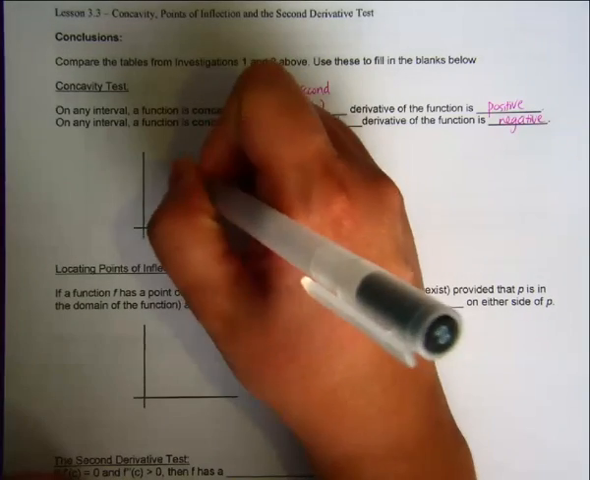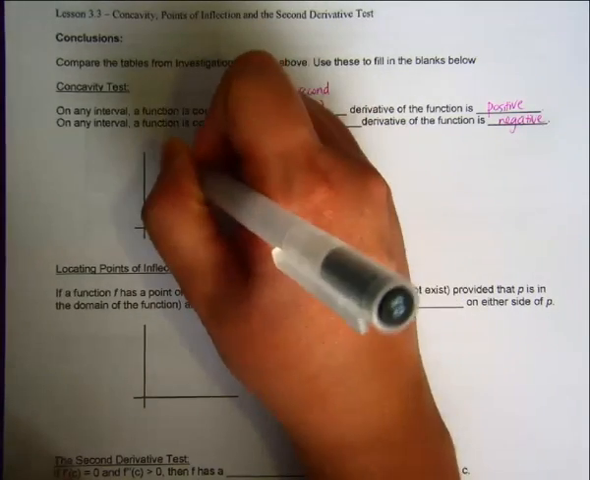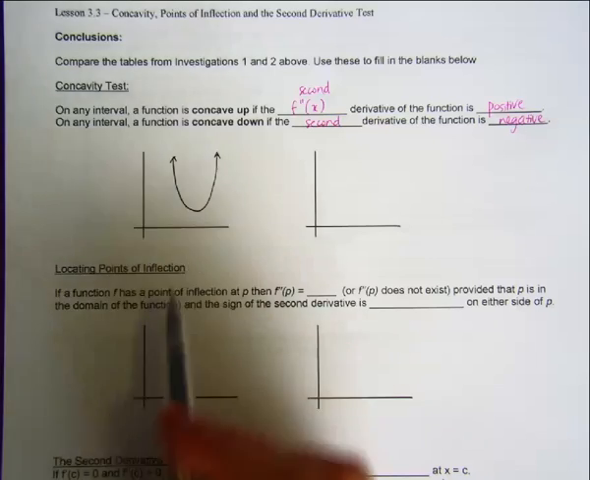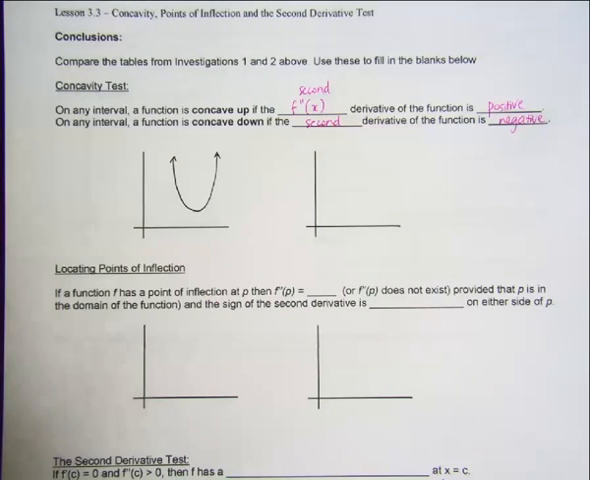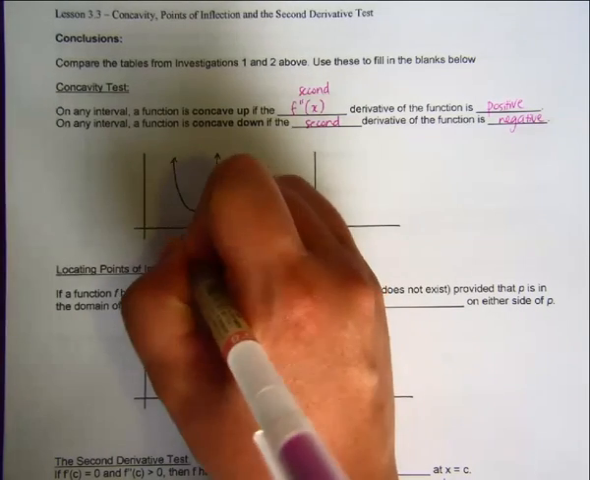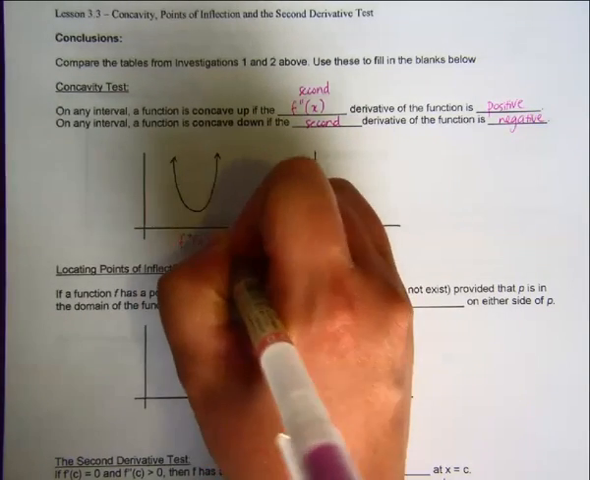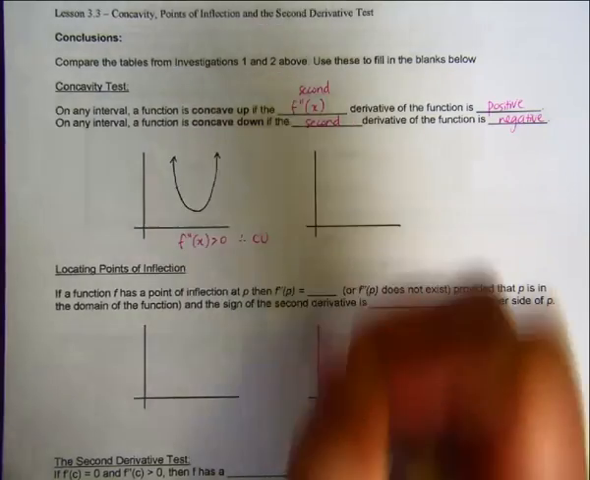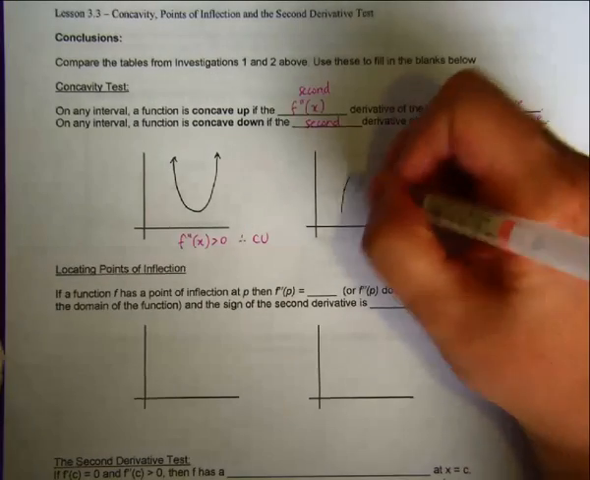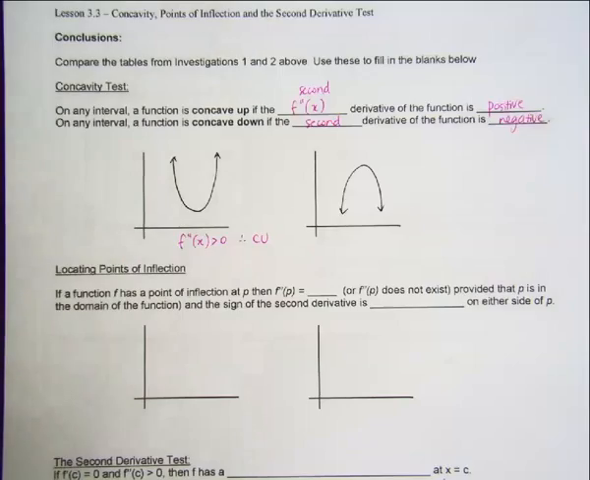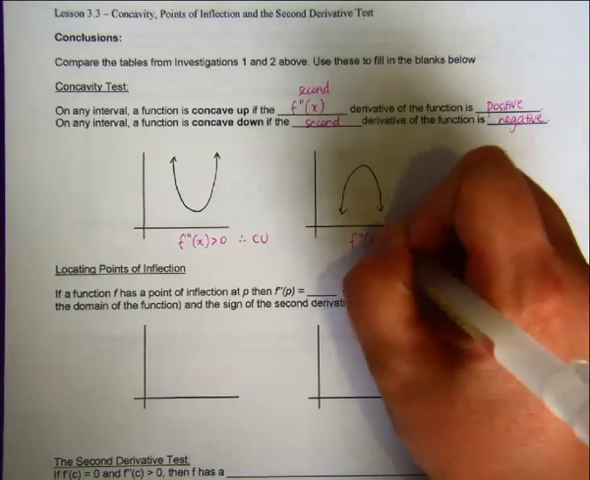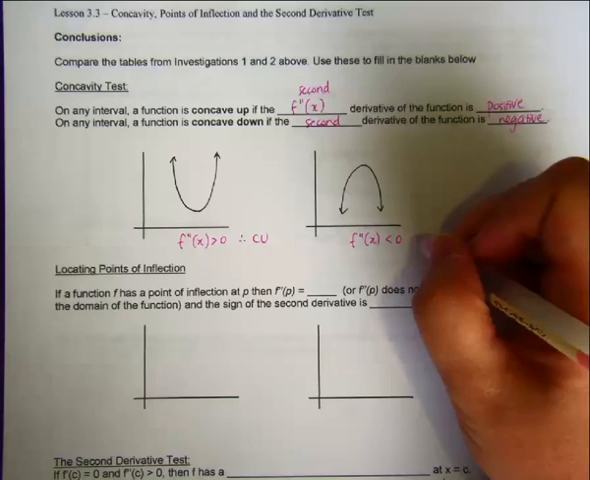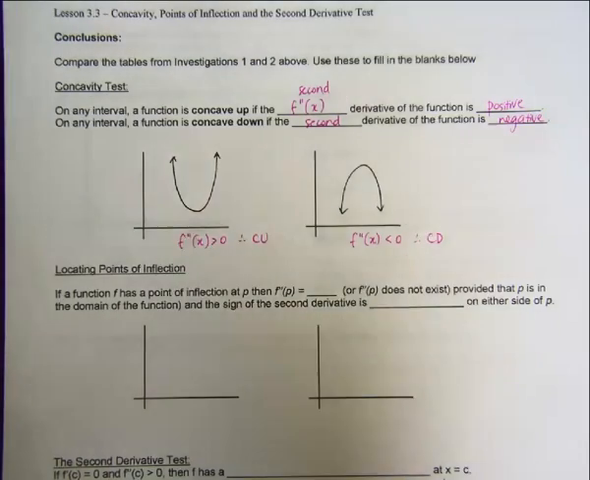So if we have here, for example, a simple parabola, clearly it's concave up, and that's because the second derivative is always going to be positive. And then if we have a parabola opening downwards, in this case, then the second derivative will always be negative. And that's why the function is concave down.